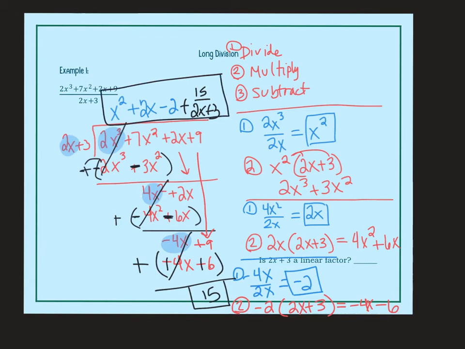So because there's a remainder, the question down here is, is it a linear factor? The answer is no. If there's a remainder, this is not a linear factor. Okay, now rewind this video if you have to listen to the steps again.